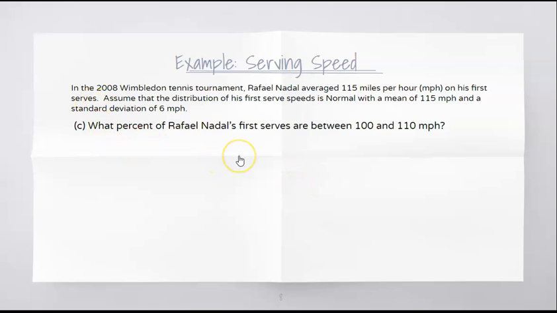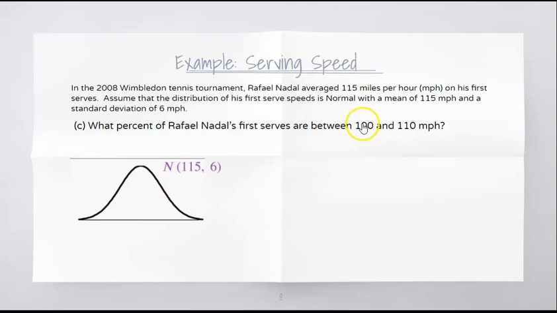All right, so part C. What percent of Nadal's first serves are between 100 and 110 miles per hour? So same steps. Draw the curve, label the values, and we need to convert both of these boundaries to z-scores. So I'm going to do my calculation. So 100 minus 115 divided by 6 gives me a -2.5 z-score, which falls far to the left of the mean. Then I do the 110 value. It's still negative, but not as far from the center at -0.833. So it sits right here.